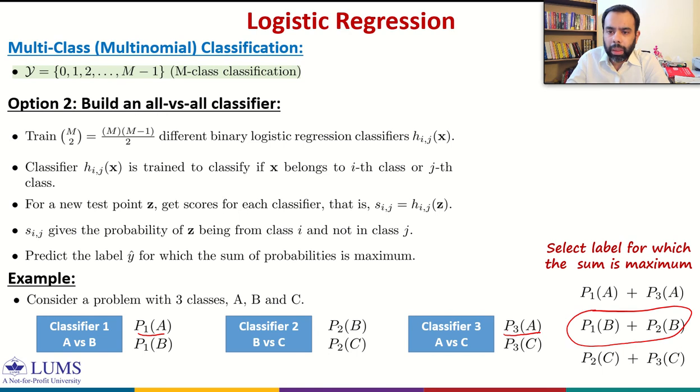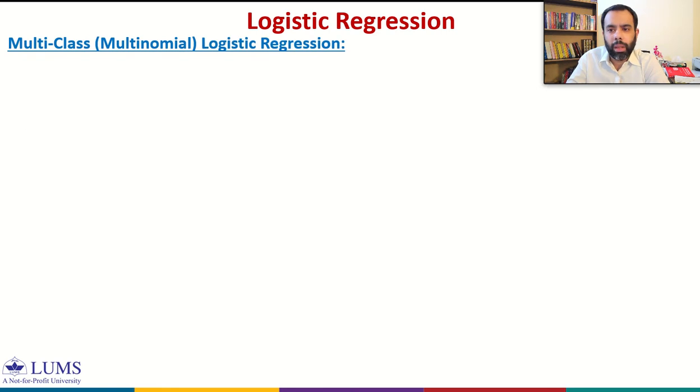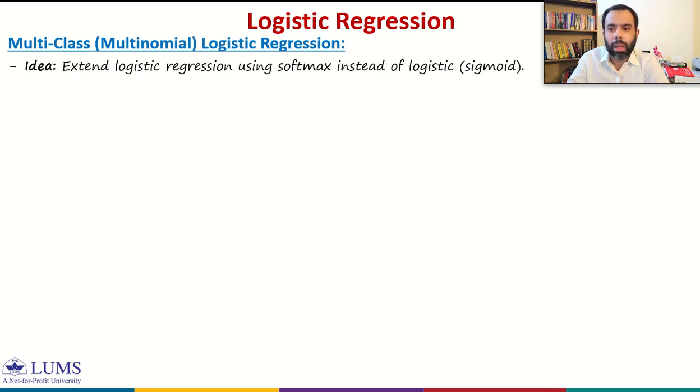So in these two options, we have used binary logistic regression classifiers to handle the multi-class classification problem. How can we extend logistic regression for a multi-class problem? The idea is we extend logistic regression using softmax instead of logistic.